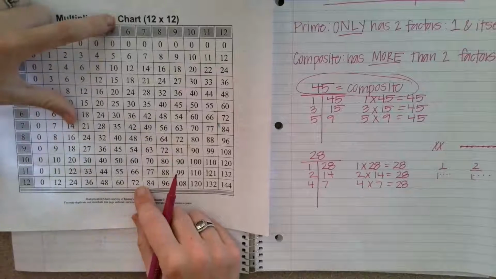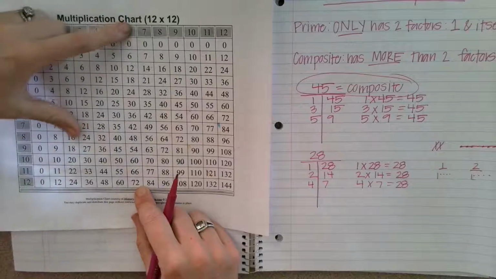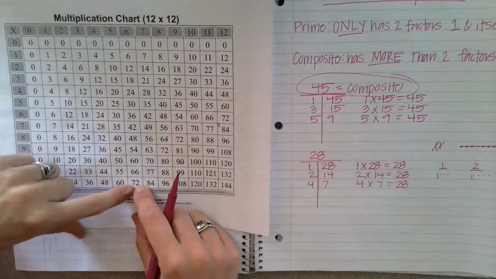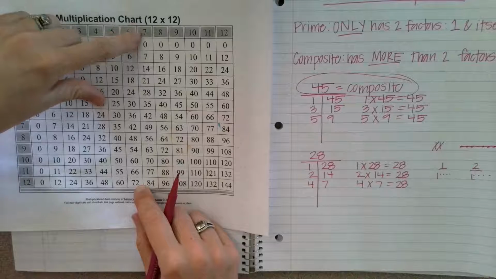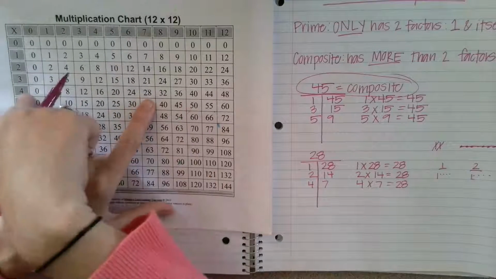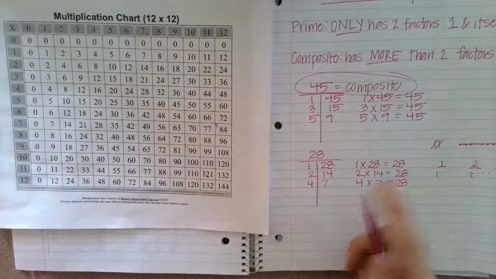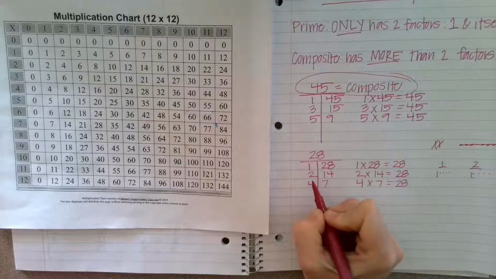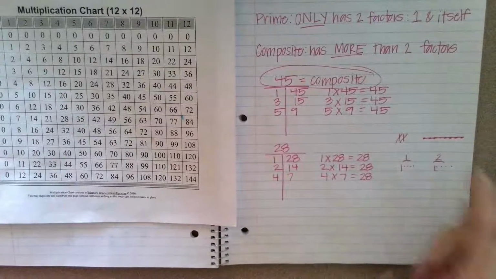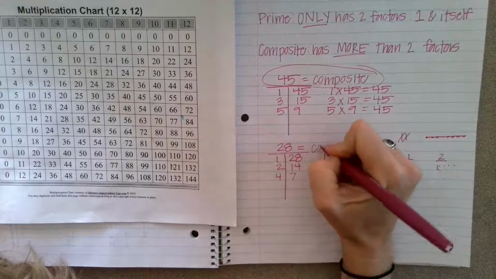I'm going to look at 5. See, 5 does not go into 28. 6. See, 6 does not go into 28. I'm going to 7s. I see that 7 goes into 28 4 times, but I already have that written down right here. So because 28 has 1, 2, 3, 4, 5, 6 factors, because that is more than 2, I know that this number is composite.